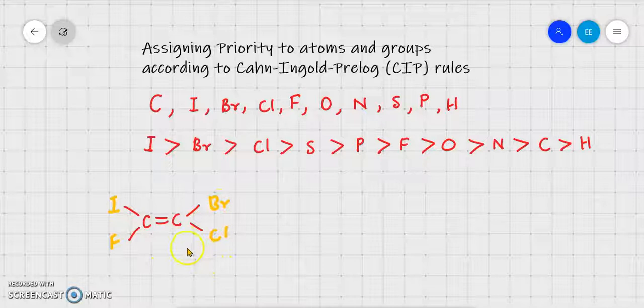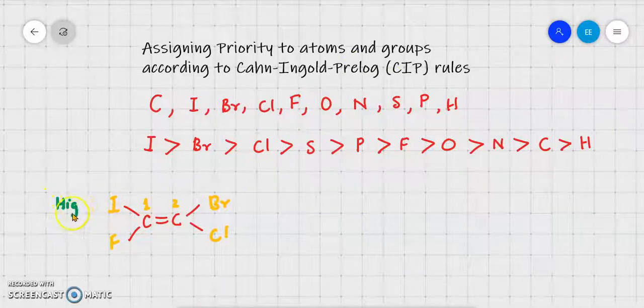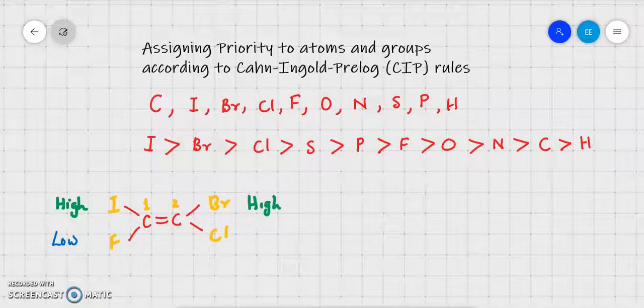How do we assign configuration based on the priority? We have to look at the 2 atoms attached to each of the sp2 carbons separately. Let me number these carbons as 1 and 2. The 2 atoms attached to carbon 1 of the alkene are iodine and fluorine, and according to the CIP rule priority, iodine has higher priority, so this will be high and this will be low. Now we will look at the other carbon, numbered 2, and the 2 atoms attached to that carbon. In this case, bromine is of higher priority, so we can put this as high, and chlorine, which has a lesser atomic number, has lower priority.